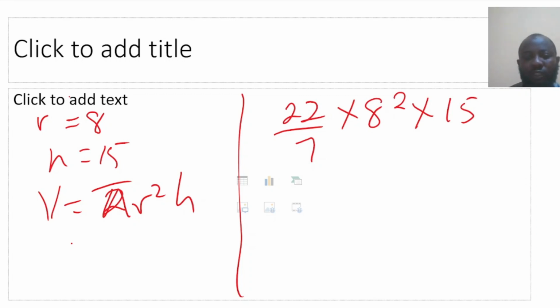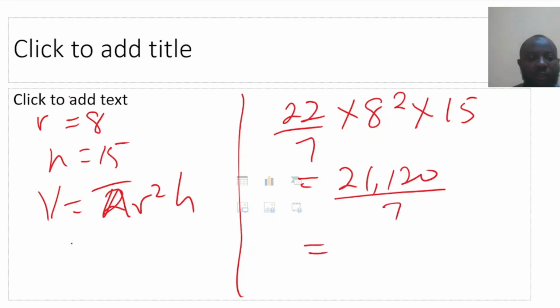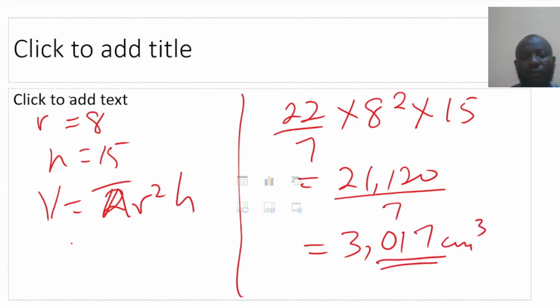So that gives us 21,120 divided by 7. So this gives us 3,017 centimeters cube. So that is this video. So this is where we're going to stop because of the time. Time is fast spent. I don't want the video to be longer than this. So we stopped here for today.